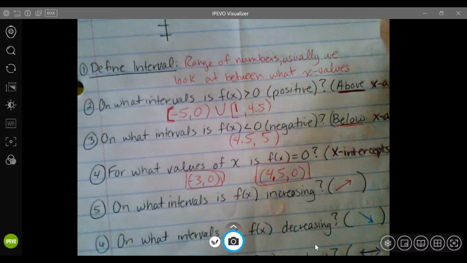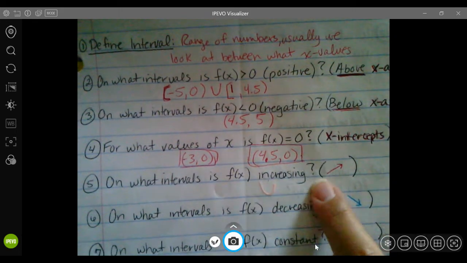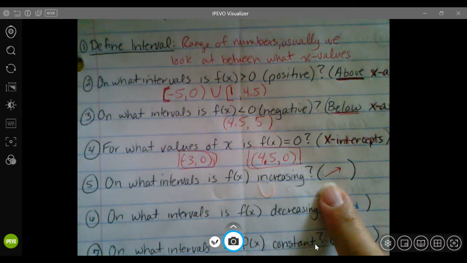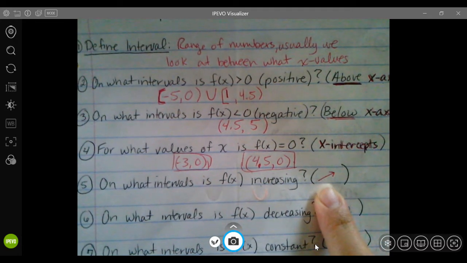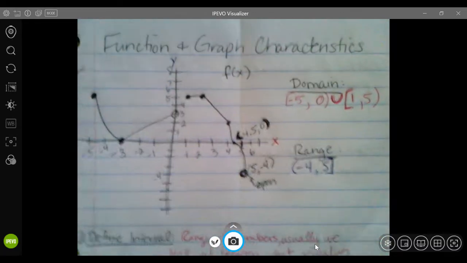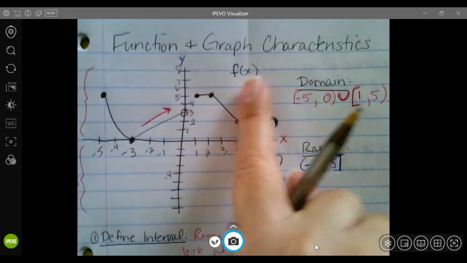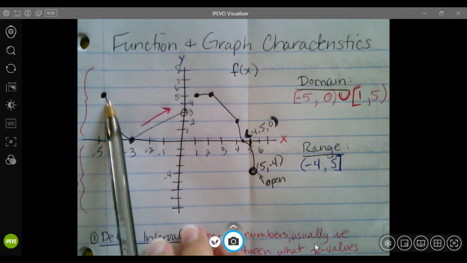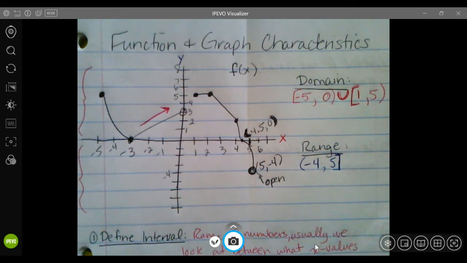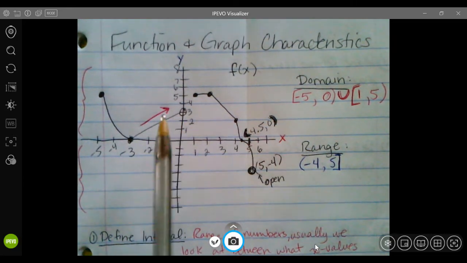Okay. For number 5, we have: on what intervals is f of x increasing? And that means, when is the graph going up, like so. So what you want to do is go to your graph and label where the graph is going up. I'm going to go back here to my graph, and I notice that it's going up right here. Remember, you read left to right, and it looks like that's it, because here it's going down, up, constant, down, and it goes down all the way through here. So the only place that the graph is increasing is between this point right here and this point.